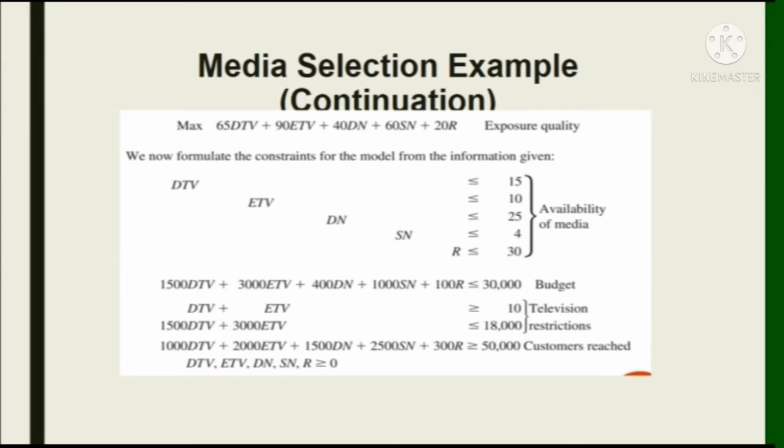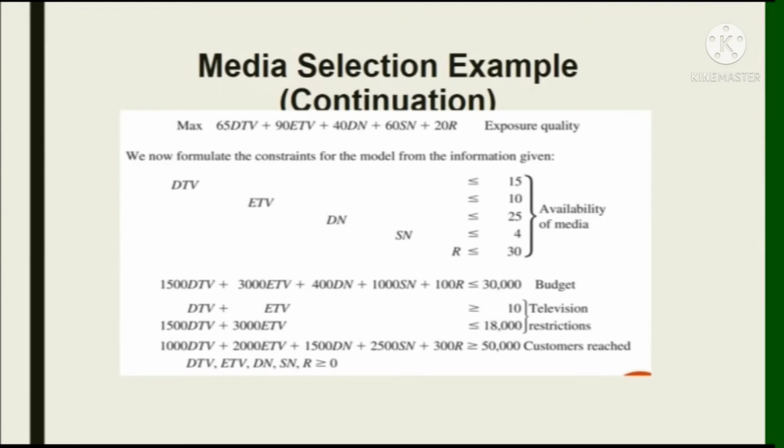So with the objective of maximizing the total exposure quality units for the overall media selection plan, the objective function becomes maximize 65 DTV plus 90 ETV plus 40 DN plus 60 SN plus 20 R. That is the exposure quality.